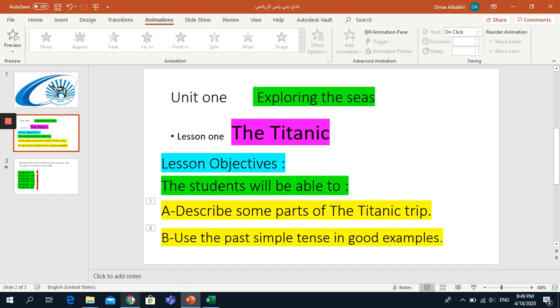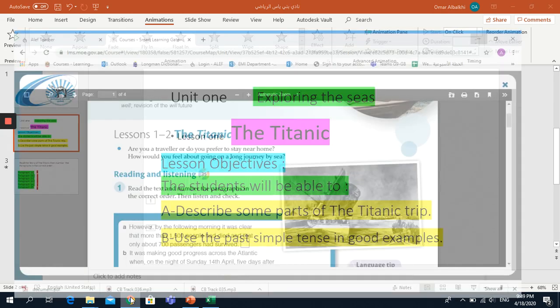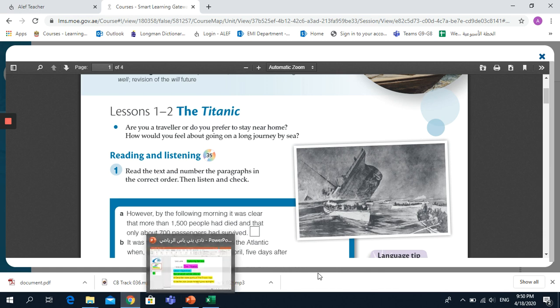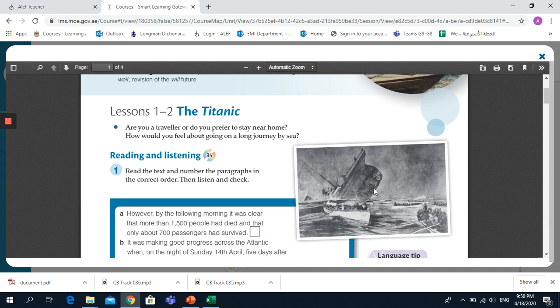Let's start with the story of the Titanic. As you see here from the picture, it was a kind of disaster that happened at the beginning of the previous century, exactly in 1912. The ship launched from Southampton, which is a port in the south of England, to New York.